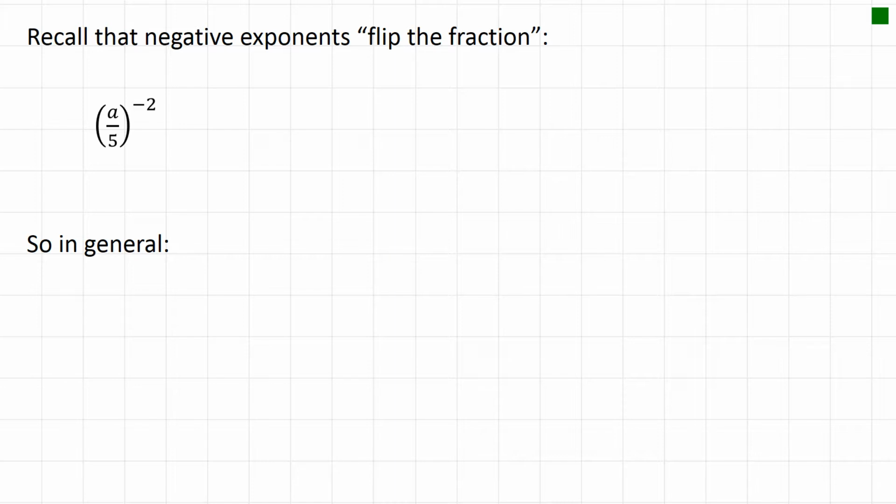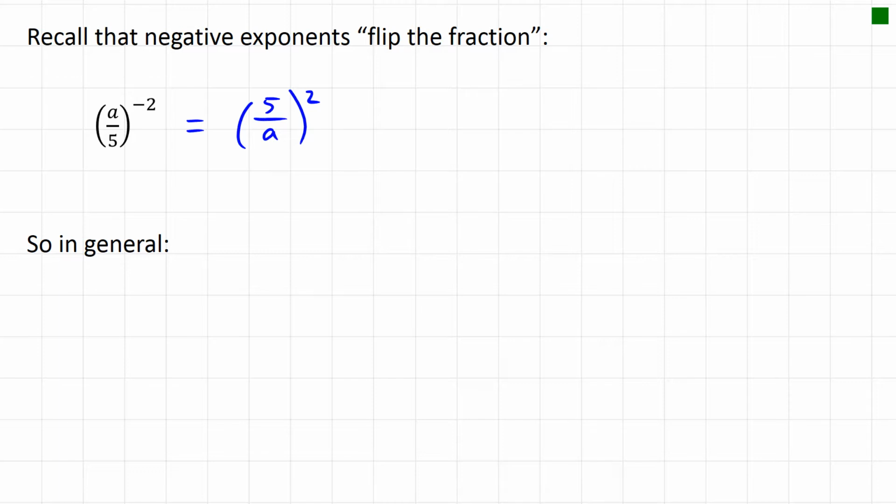And now let's recall that negative exponents flip the fraction. So we've seen that negative exponents flip a power into the denominator, and it makes the exponent positive. So what that actually means is that if we have a over 5 to the negative 2, we can write this as 5 over a to the positive 2.